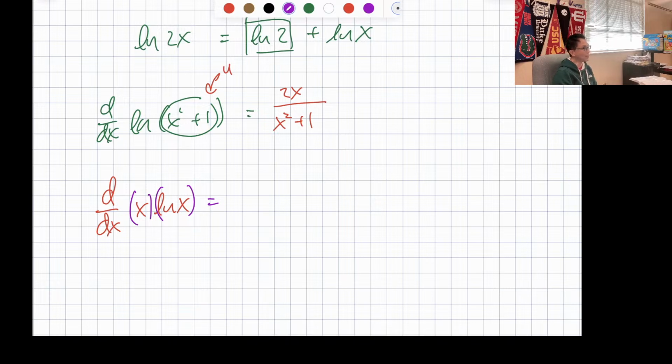So what happened is there were 2 parentheses multiplying each other. That's a product rule. So I'm gonna take the derivative of x, which is 1, times natural log of x, plus x times the derivative of natural log of x, which is 1 over x. So it's ln x plus 1.